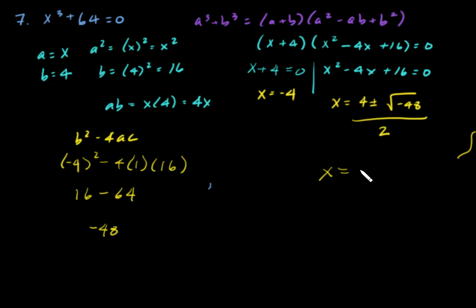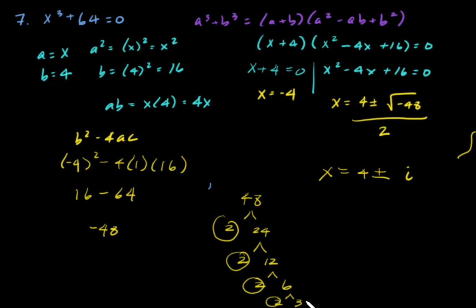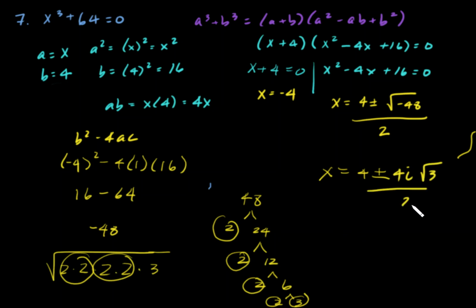And so x equals 4 plus or minus, now we have an i for sure, and then 48 is 2 times 24, 2 times 12, 2 times 6, and 2 times 3. So it's made up of 2 times 2 times 2 times 2 times 3. If I put it back into the radical, it's 2 times 2 times 2 times 2 times 3. So here's a pair and here's a pair. So that's 4 square root of 3 over 2.